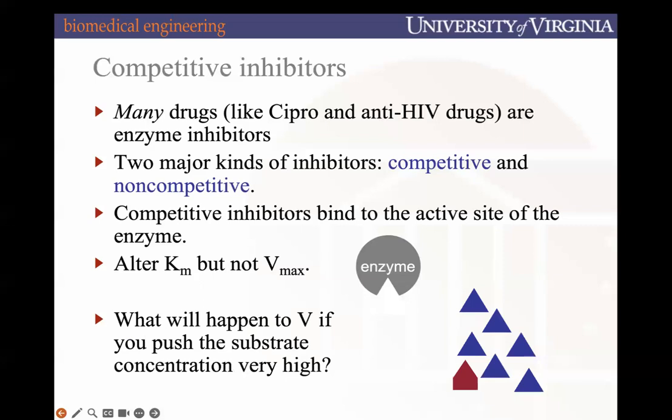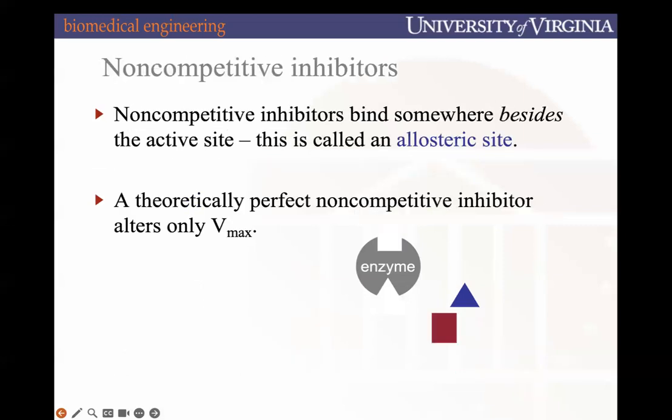So we talked about competitive inhibitors. The next class is non-competitive inhibitors. Competitive inhibitors bind to the active site. Non-competitive inhibitors do not bind to the active site. They bind to what we sometimes call the allosteric site. Allosteric sites, or allostery in general, is this idea of working from a distance.